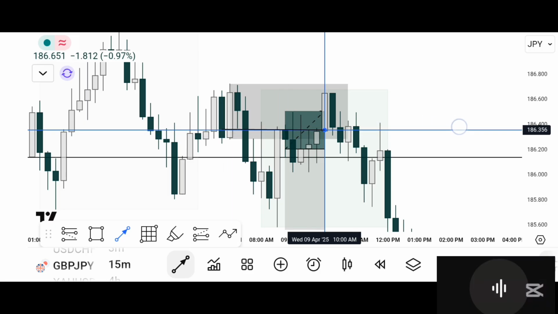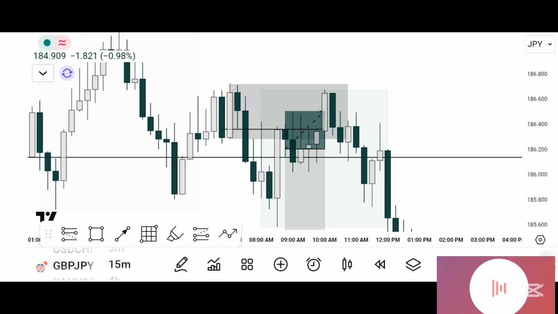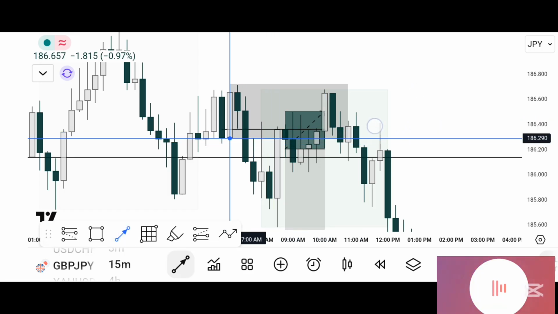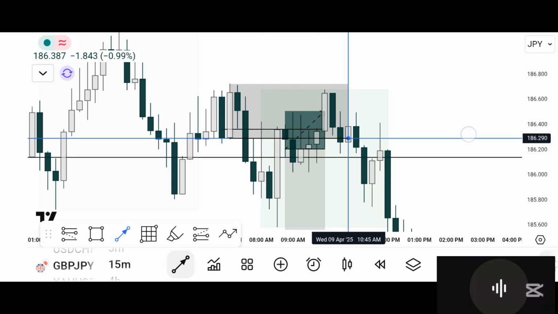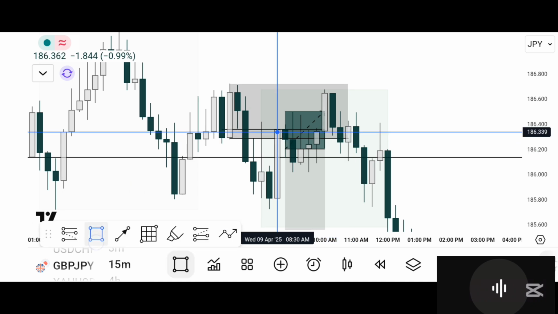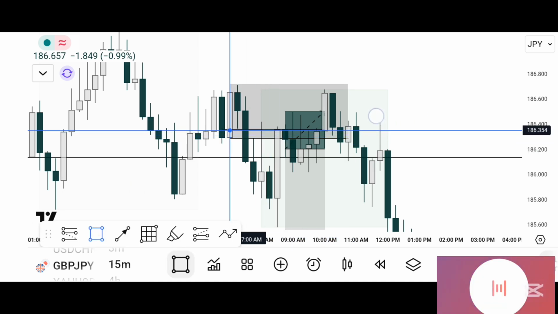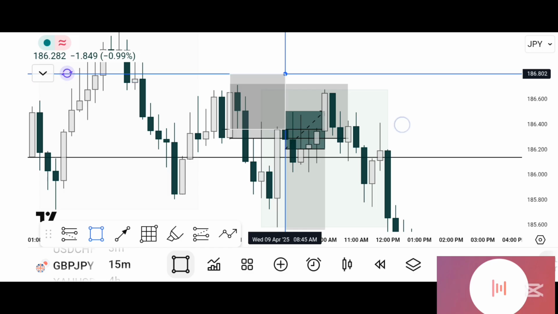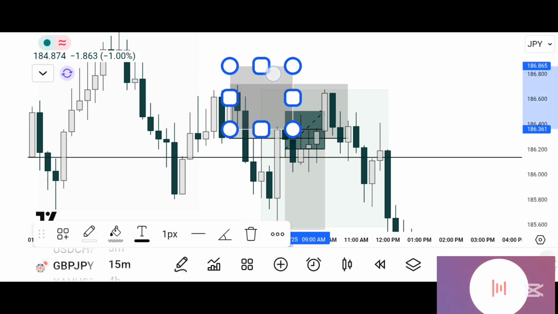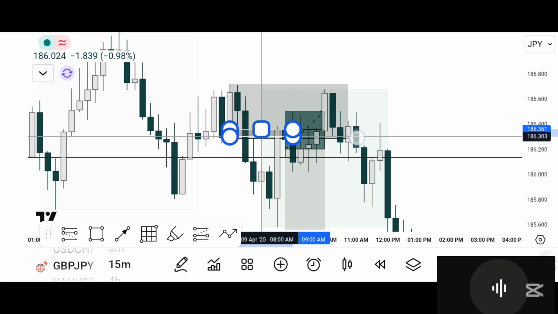You can see this candle here. Please don't mind my slowness, I'm sorry. You can see these two candles do not touch each other. So that is an imbalance for me. This area here, these candles do not touch each other. So that's an imbalance for me. You get? That's an imbalance.